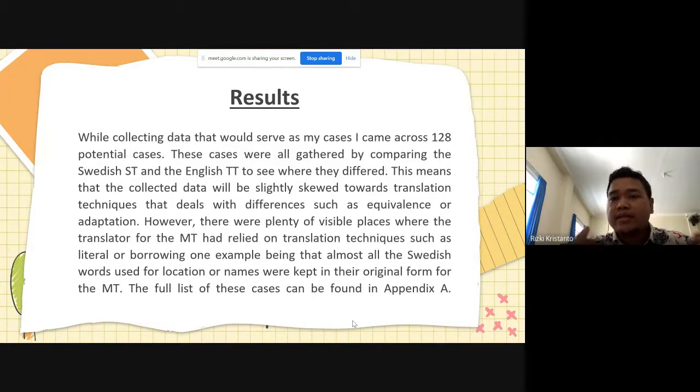And this means that the collected data will be slightly skewed towards translation techniques that deal with differences such as equivalency and or adaptation. However, there are plenty of feasible places where the translator of the mediating text has relied on translation techniques such as literal or borrowing. So literal or borrowing, those are the words that we learned last week, especially on direct translation. We must know all of them. So it means that direct translation that we learned before has a big influence on indirect translation itself.